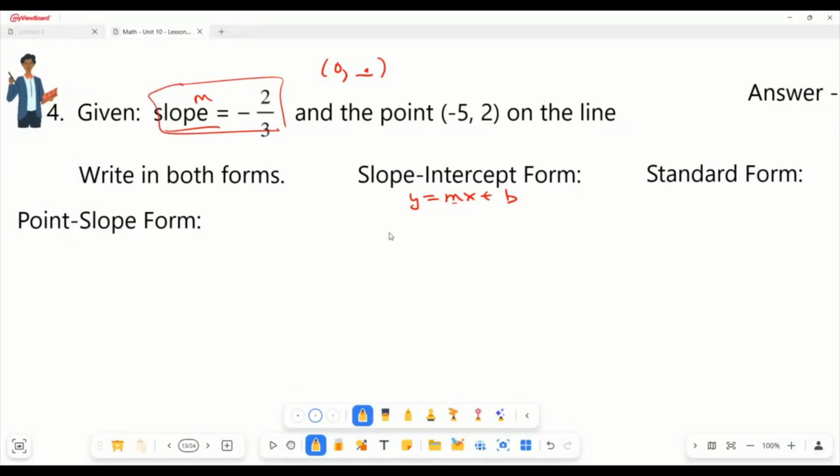So I don't have to do the y1 minus y2 over x1 minus x2. I can go right straight to y minus y1 equals m times x minus x1. Here is x1, y1. X1 goes in for X1. Y1 goes in for Y1. M goes in for M. Y minus Y1 is 2 equals negative 2/3 times X minus X1 is negative 5.